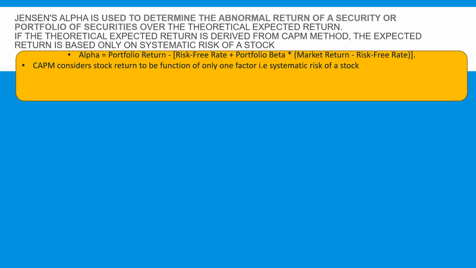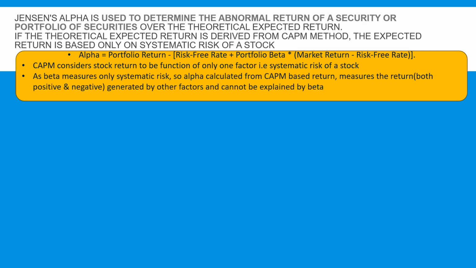CAPM considers the stock return to be a function of only one factor, that is, the systematic risk of a stock. As beta measures only the systematic risk, the alpha calculated from CAPM-based return measures the return, both positive and negative, generated by other factors and cannot be explained by beta.